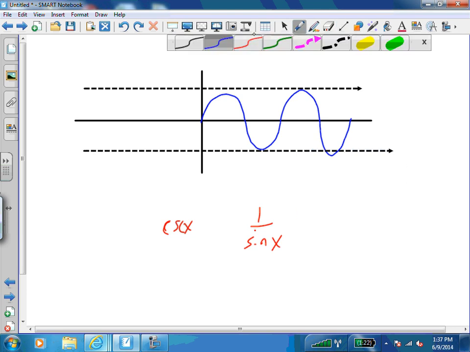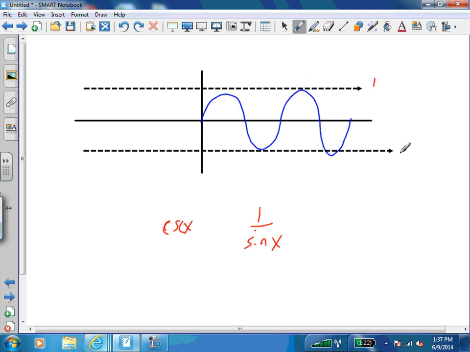But our ratio for sine, the largest it could be is 1, the smallest it could be is -1. Every other number down through here is going to be less than 1 or greater than -1. So let's look right here. Here, sine is 1, so cosecant is the reciprocal of that. So what's cosecant? If sine is 1, then cosecant is the reciprocal. What's the reciprocal of 1? 1.